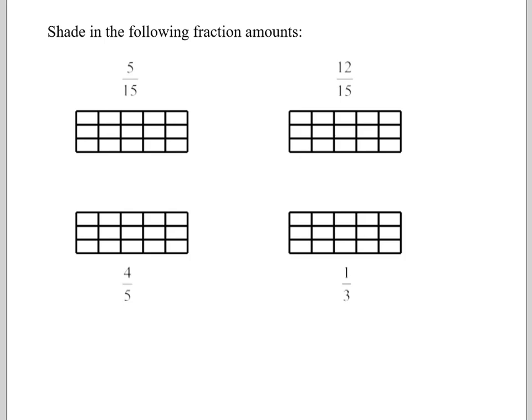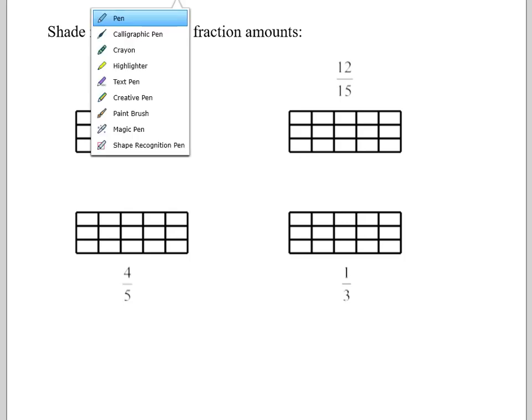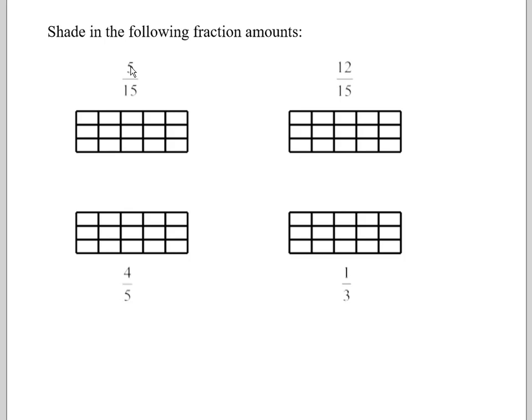So shade in the following fraction amounts. Each one of these rectangles has 15 little squares or rectangles in them. So I'm just going to switch to a highlighter to make it a little easier to see. If I do 5/15, there's 5/15. Okay, if I do 12/15, so out of the 15 I have to shade 12. So there's 1, 2, 3, 4, 1, 2, 3, 4, 1, 2, 3, 4, and there's 12 shaded.